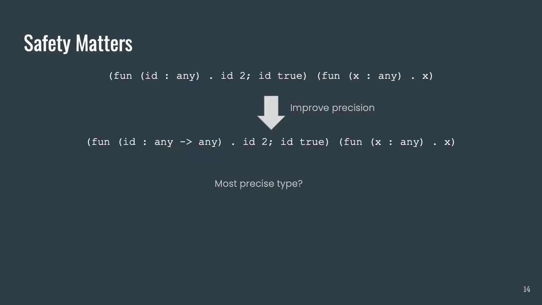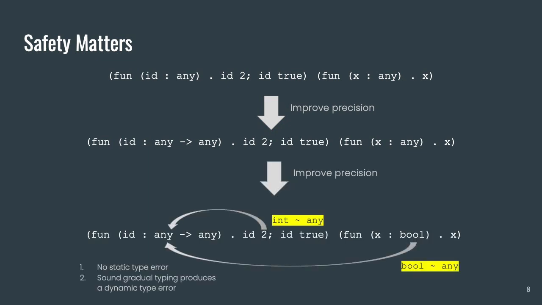The third property that matters is safety. So if we have a function that accepts an identity function and uses it in two ways, with id true and id 2, with two different types, and then apply that function to an actual identity function, we might be able to improve the precision of this as any arrow any because the identity function is used as a function. You might think that's the best we can do without polymorphism, but we can actually improve the precision of the argument annotation on the identity function and say that it's a Boolean.